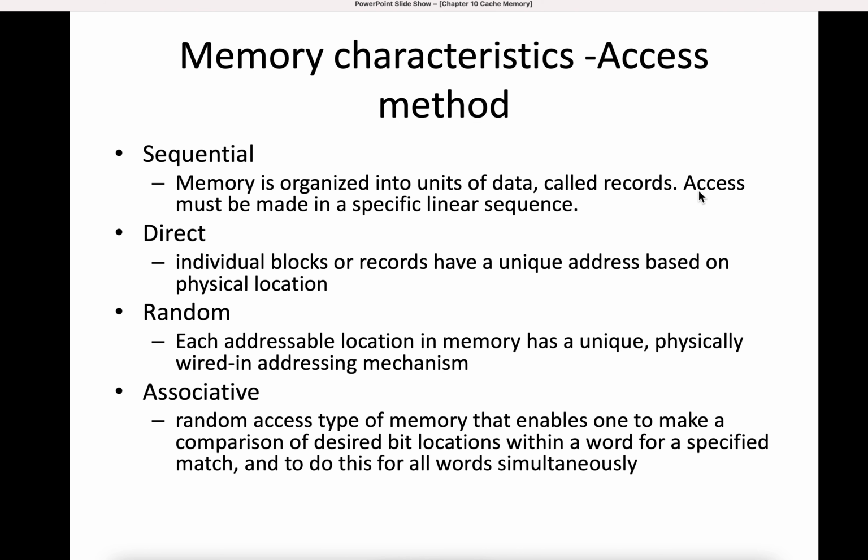Another characteristic for a memory system is the access method. There are 4 access methods, which are sequential, direct, random, and associative. The associative method normally refers to the access method for cache memory. For the sequential, direct, and random access methods, please refer to an additional video that I provided for you to have more understanding of these access methods.